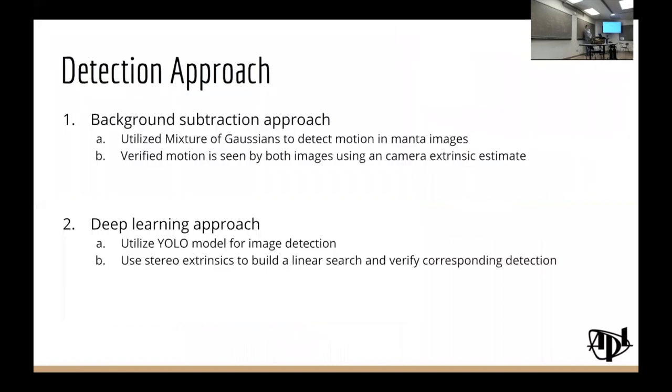And our detection approach, we try two different approaches. The first one is a background subtraction approach, where we attempt to find foreground from motion. And the second is a deep learning approach, where we utilize the YOLO model, which I'll go into later on. Both of these approaches utilize the camera intrinsics and extrinsics, so I want to talk about that very briefly.